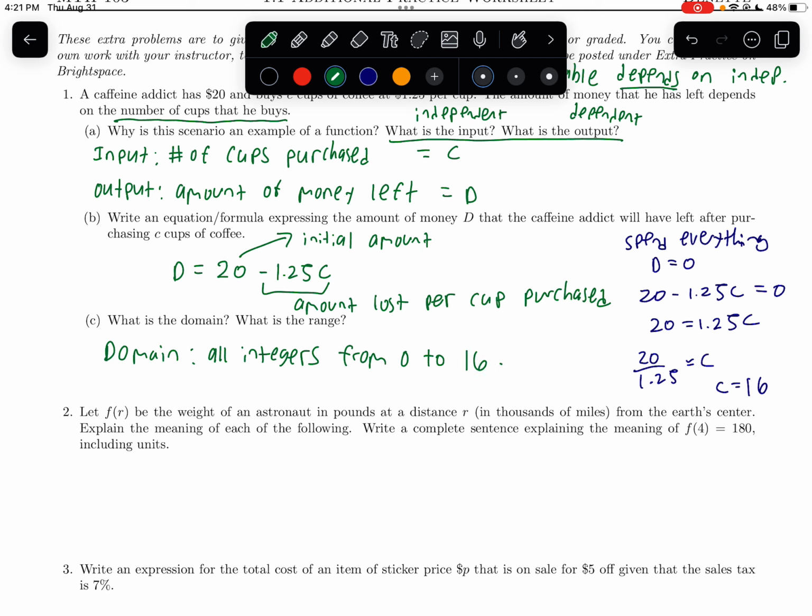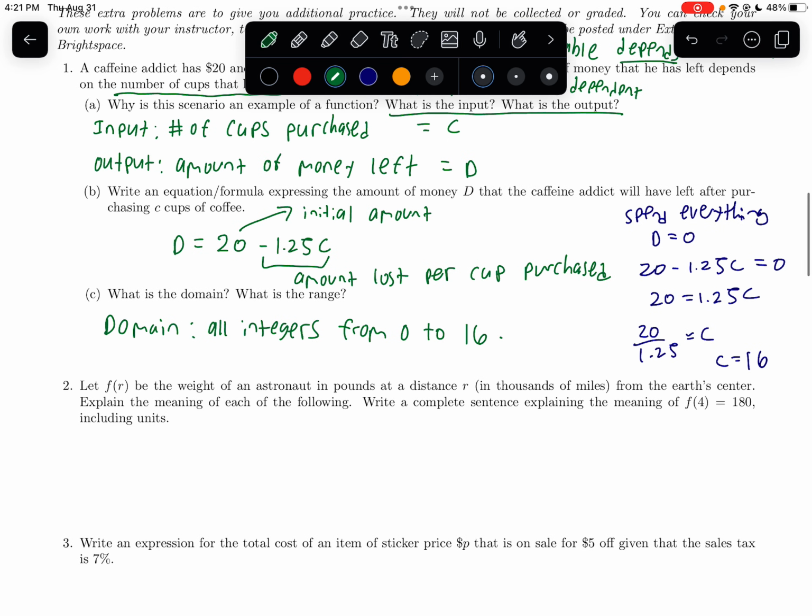Because again, and you can verify this if you want, if you buy 16 cups of coffee, you will not have any money left, so you couldn't buy any more than 16. So your domain would be all integers from 0 to 16. So 0, 1, 2, 3, 4, 5, etc.